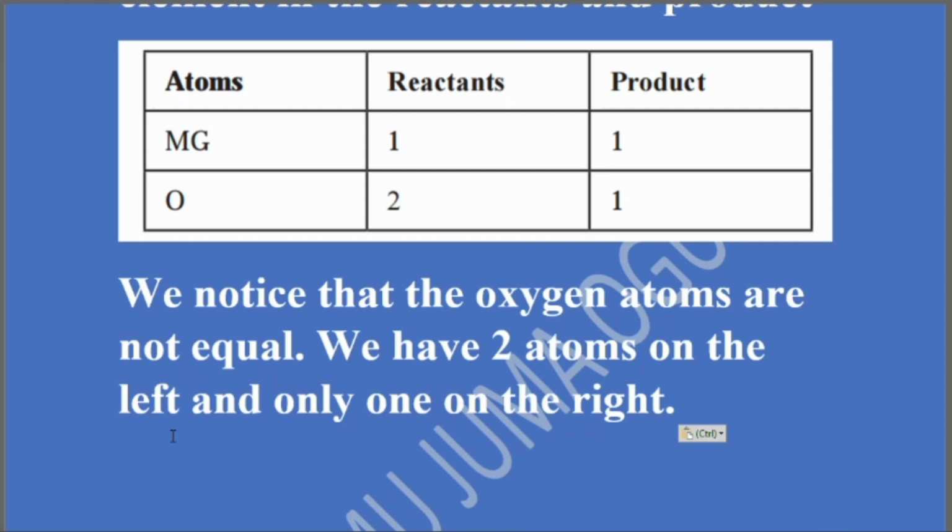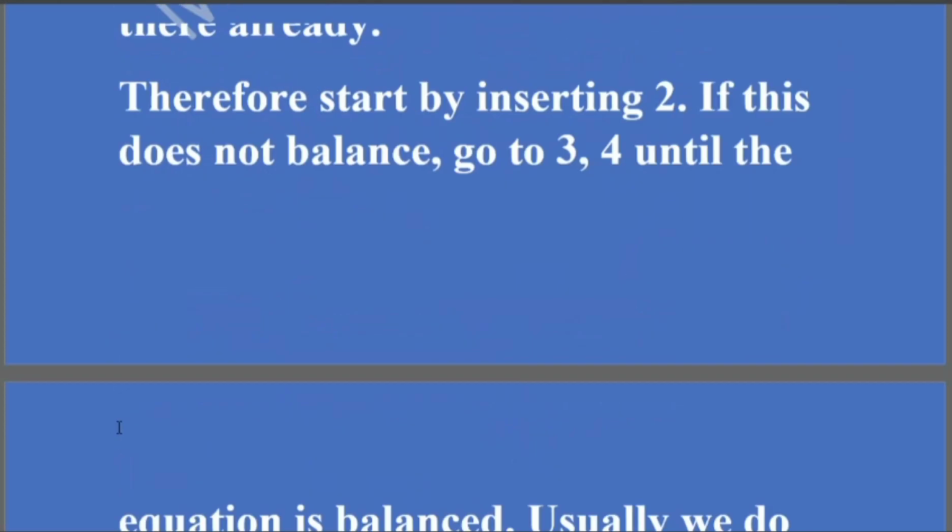Rule number 3, which will apply to make oxygen atoms equal. Let's balance the equation by writing numbers. We use the numbers in front of the formula. Remember that 1 is always assumed to be there already.